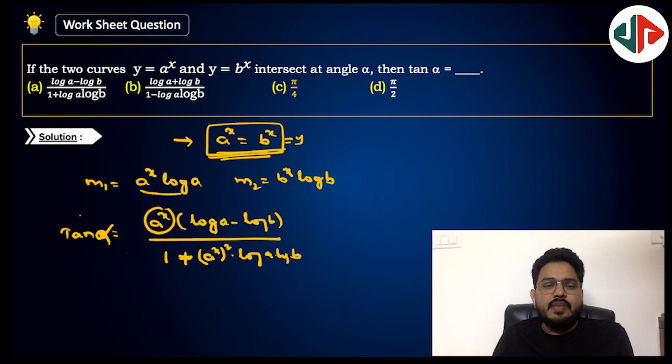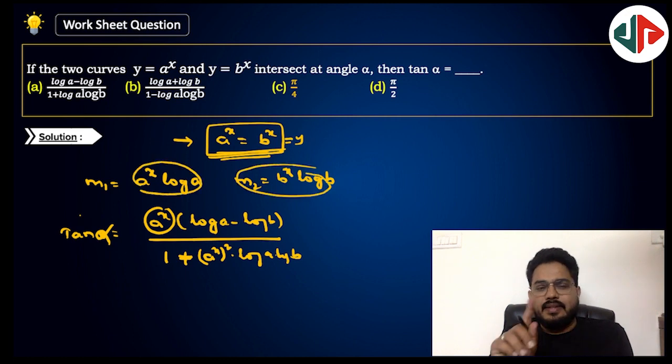So m1 is this one. Yeah, there seems to be some printing error. A power x is equal to b power x, intersect at an angle of. So please delete this question. Delete this question.